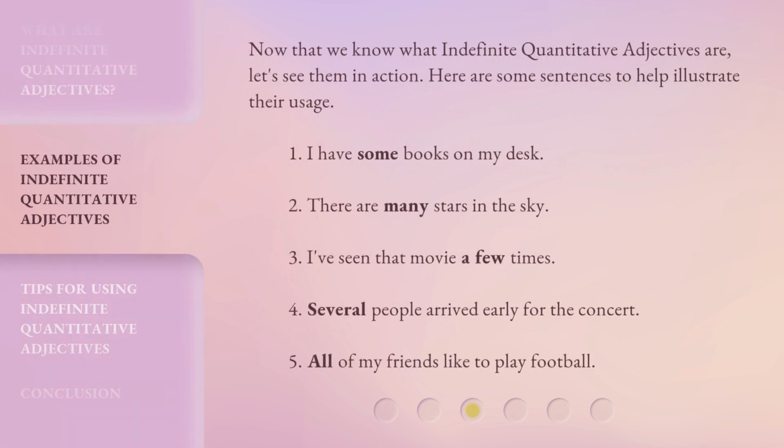Now that we know what indefinite quantitative adjectives are, let's see them in action. Here are some sentences to help illustrate their usage. 1. I have some books on my desk. 2. There are many stars in the sky. 3. I've seen that movie a few times. 4. Several people arrived early for the concert. 5. All of my friends like to play football.